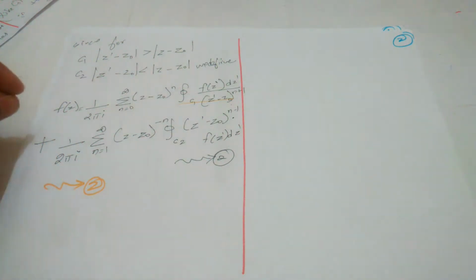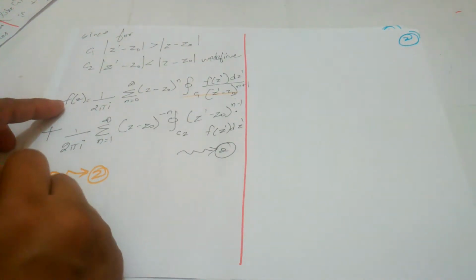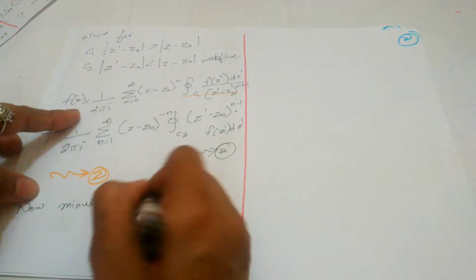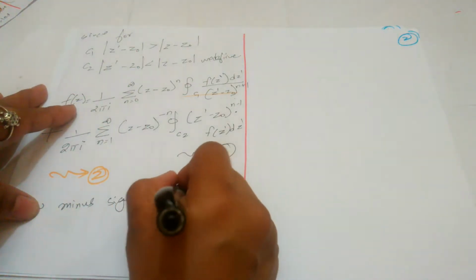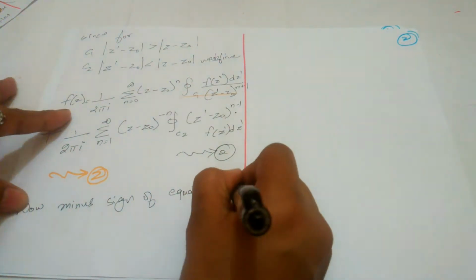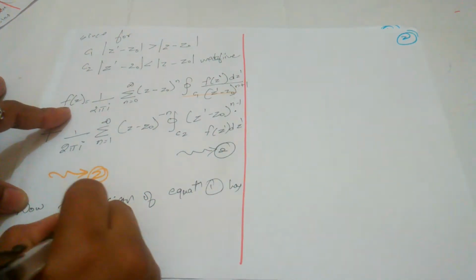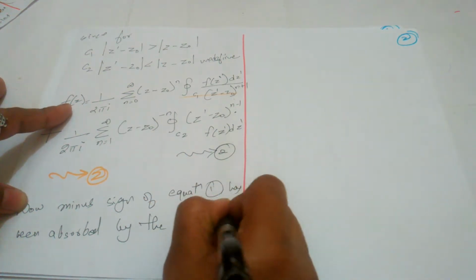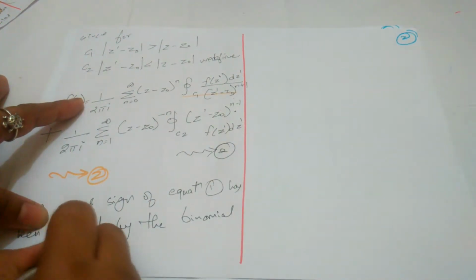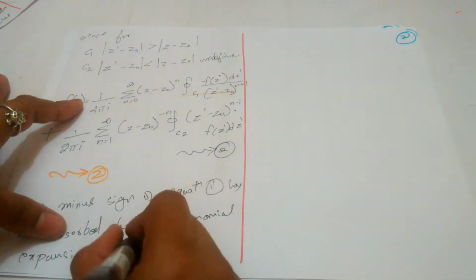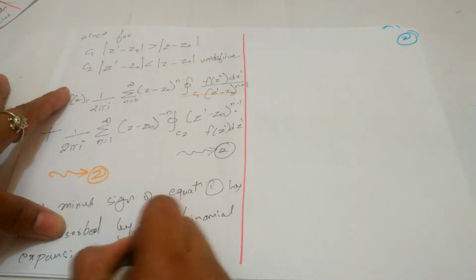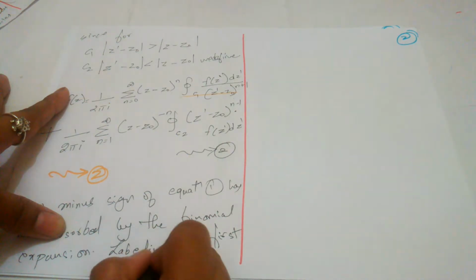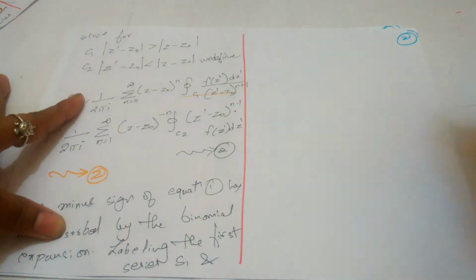So now the minus sign of equation 1 has been absorbed by the binomial expansion. So as I said, I'll label this, labeling the first series as S1 and the second series as S2.